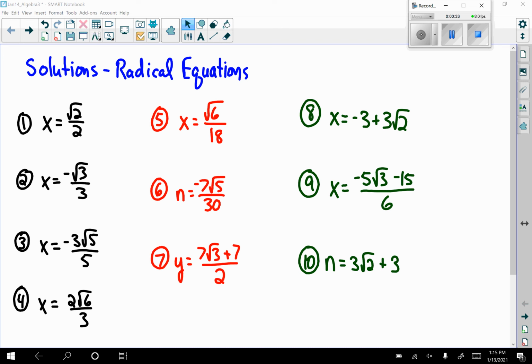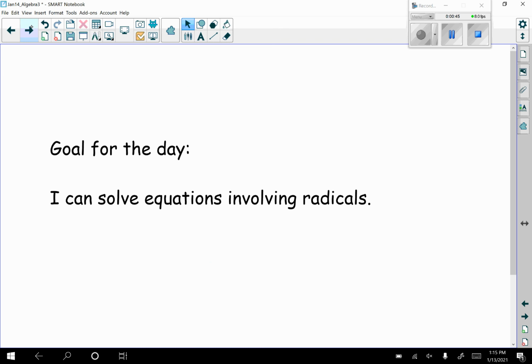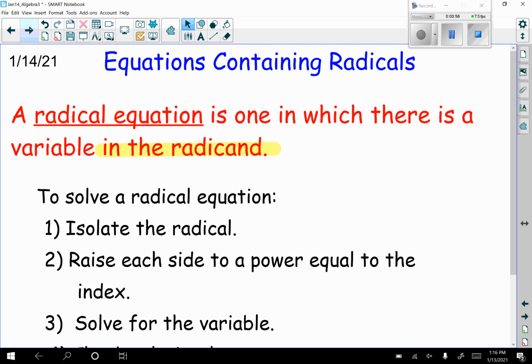So that worksheet that I gave you guys on Tuesday, we're going to continue to do some slightly different equations as examples that will help you get through some more problems off of that worksheet. So our goal for today is still to solve equations involving radicals. So please get out a sheet of paper.